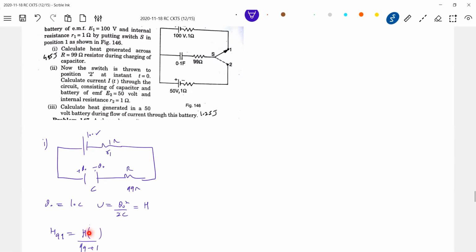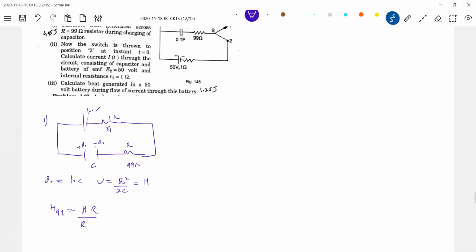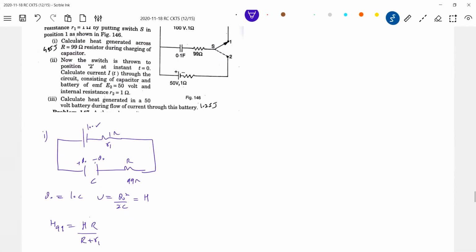Or I'll write it in terms of a formula. The same potential divider formula should be used for the heat generated also. What is H? H should be again this one, because of the work done by the cell, half of it will be in the capacitor and the remaining will be there, no? So therefore I can write U equals H. Simple. Don't go for calculating current at any time.